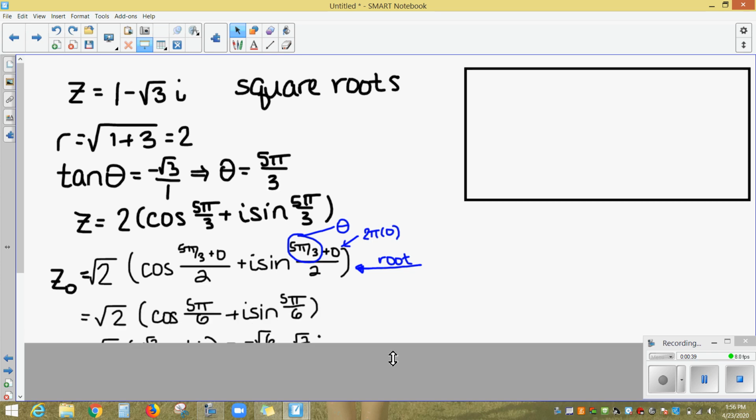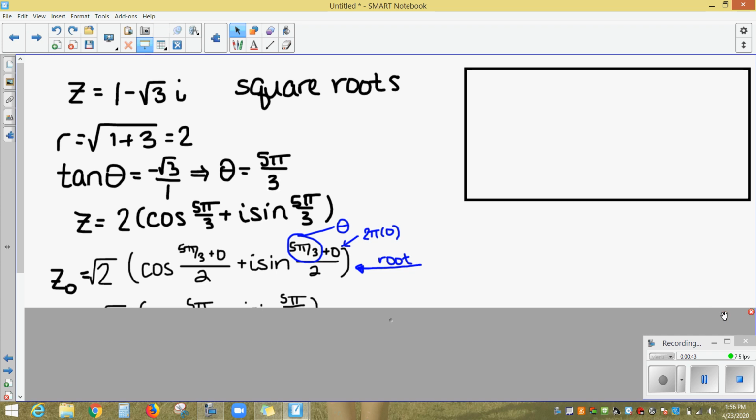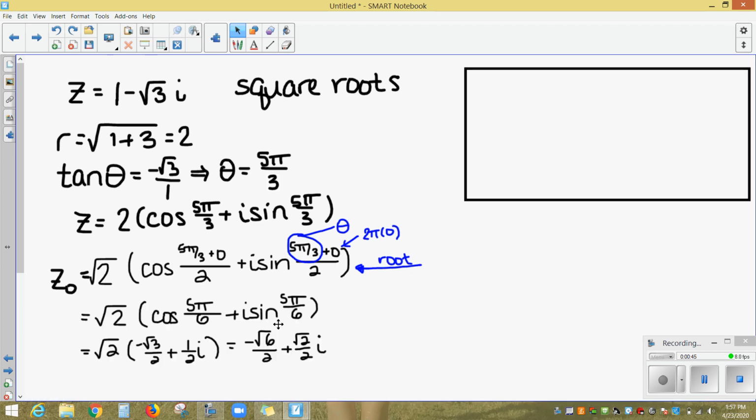Which means I'm going to get cosine of 5 pi over 6 and sine of 5 pi over 6. And I'm going to try to make that go away. And so we get negative 6 under the radical. Negative square root of 6 over 2 plus root 2 over 2 times i. Okay, there's one of the square roots. And if you FOIL that out, if you take that times itself, you really do get 1 minus square root of 3i.